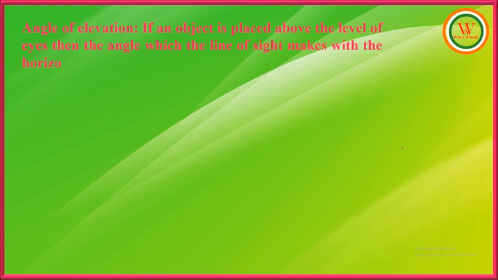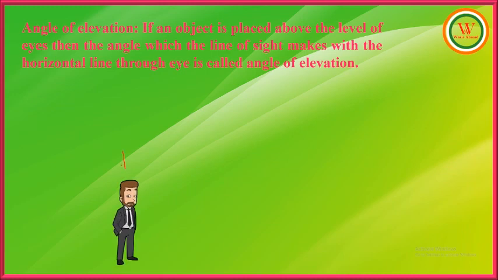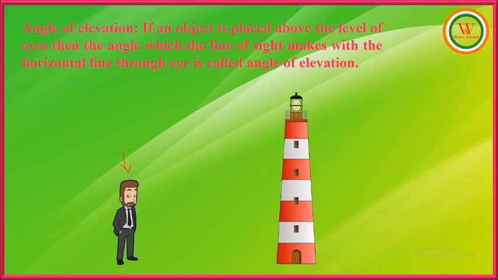Now the next topic is angle of elevation. If an object is placed above the level of eyes, then the angle which the line of sight makes with the horizontal line through eye is called angle of elevation. Let us understand this definition by taking an example. Suppose this man is an observer and this lighthouse is an object. And suppose this man is looking at the top of this lighthouse.